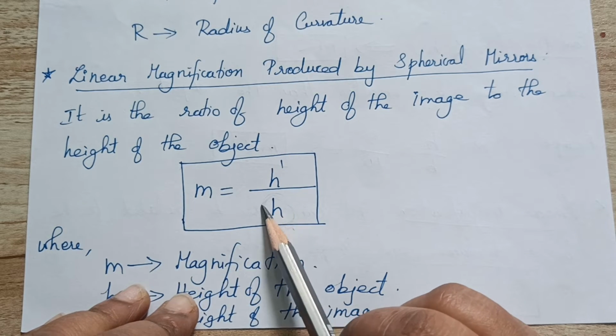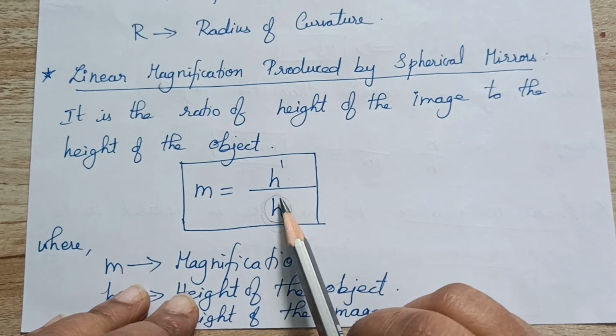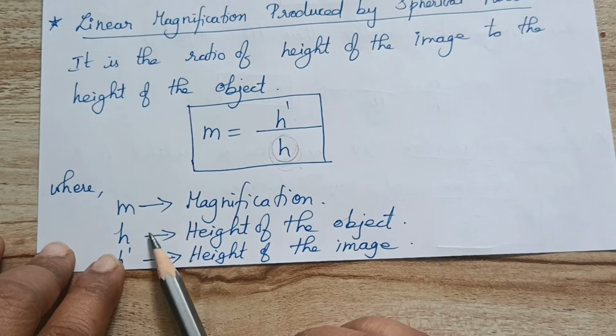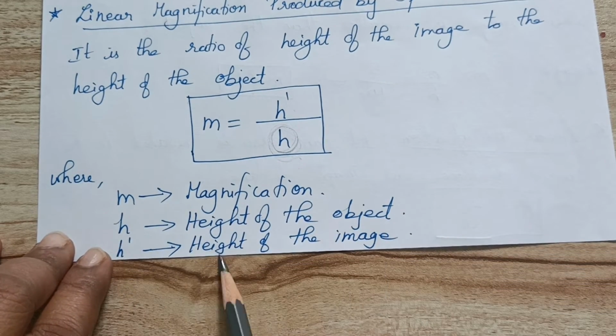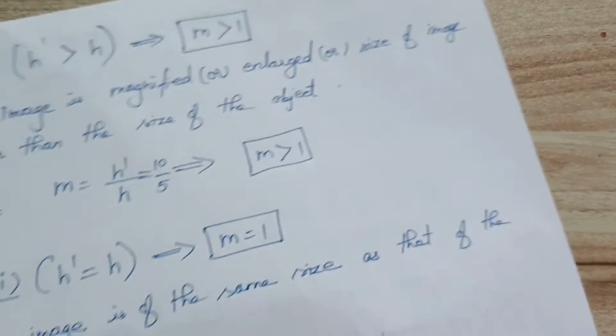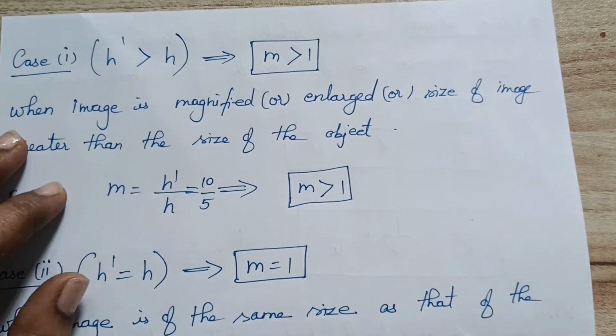This is the original size, the height of the object. With this we are going to compare. Magnification is represented by small m, h is the height of the object, and h dash is the height of the image. So we have three cases in that. What will be the magnification value?